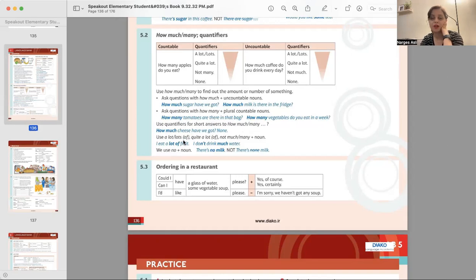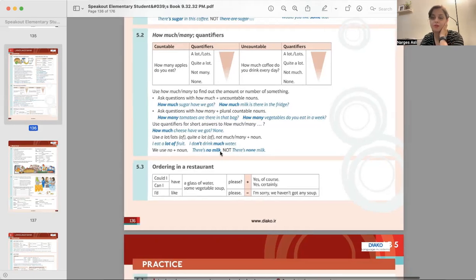Use a lot or lots of, quite a lot or not much or not many plus none. For example, I eat a lot of fruit. I don't drink much water. اینم که مشخصه چیه. We use no plus none. اینم خب خیلی استفادهش میکنیم. There is no milk. It means none. ولی هیچ وقت نمیگیم none milk. یا میگیم none هیچی، یا there is no milk. هیچ وقت بعد none اسم نمیاریم.